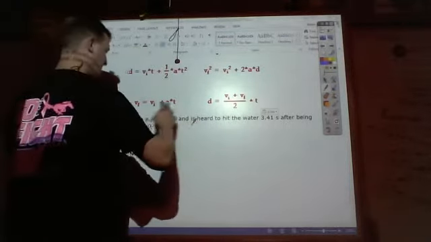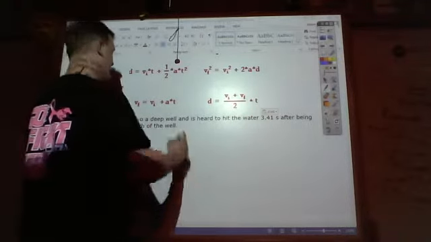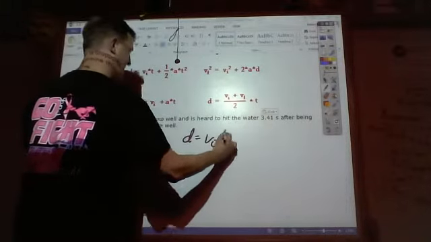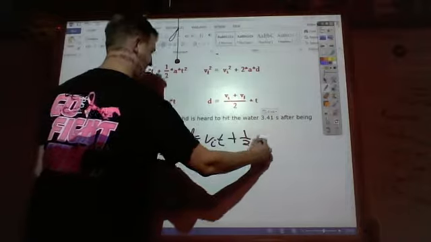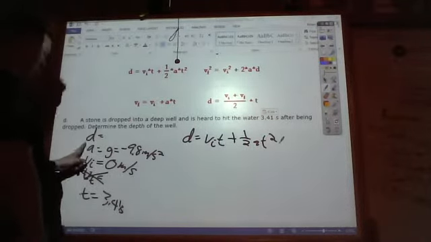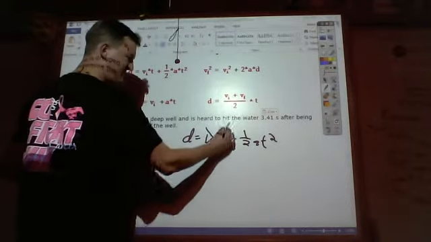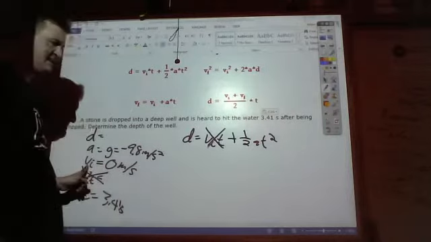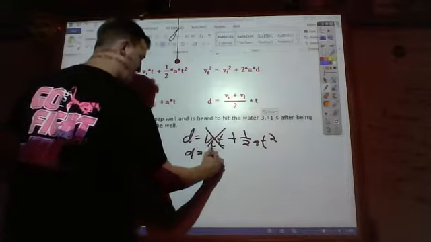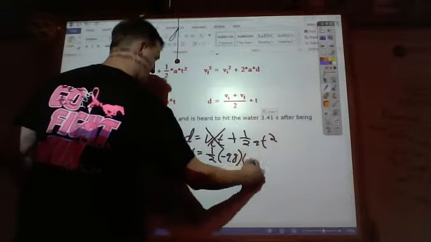Here we go. I don't have a VF, nor do I care about a VF. So let's find the one without a VF in it. It's that one. D is equal to VI times T plus 1/2 AT squared. When VI is 0, isn't that just going to get rid of that? So what does it matter? So D is equal to 1/2 negative 9.8 T squared.